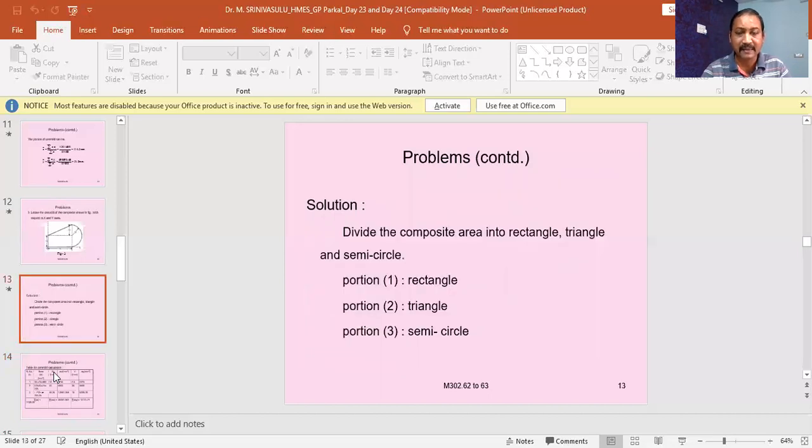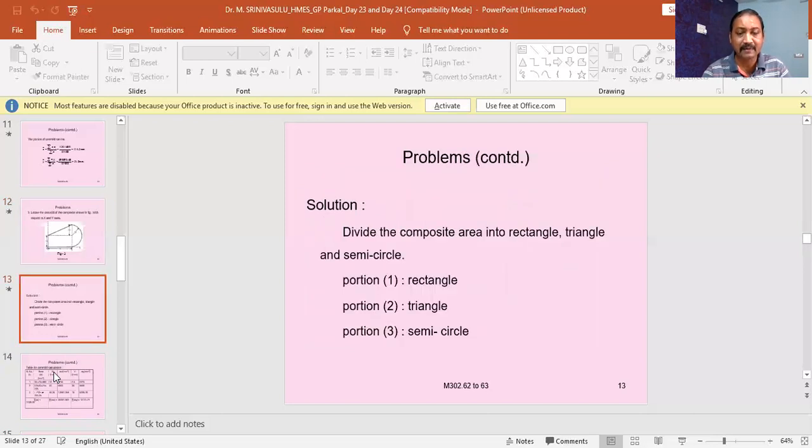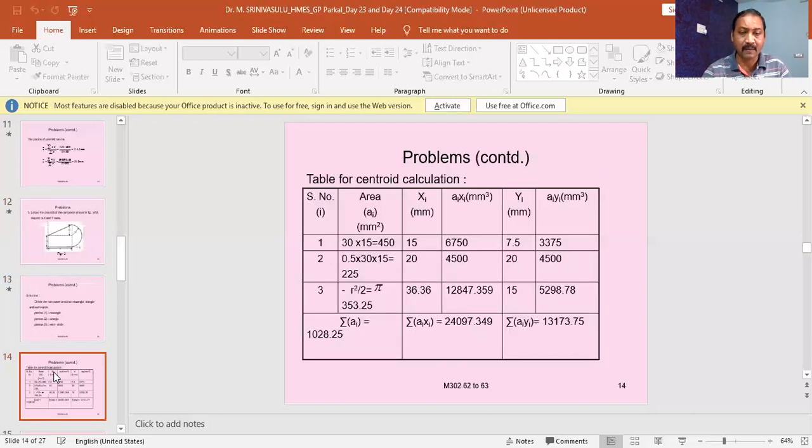Now coming to the second figure, triangle. The triangle is having a base 30 and height 15 millimeters. So the area is equal to half into base into height, here half into 30 into 15, 0.5 into 30 into 15, that is equal to 225.